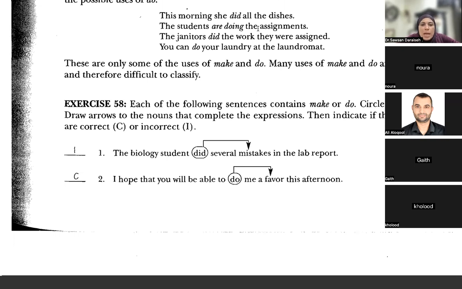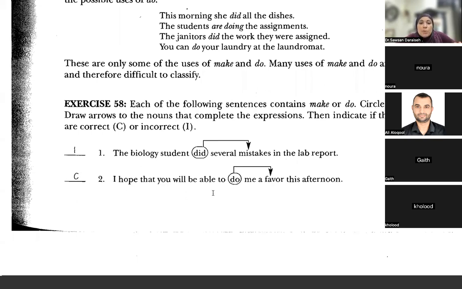Yeah, number one, the biology student did several mistakes. What's wrong? Mistakes, guys? What do we say about mistakes? Made several mistakes. We just said this, right? So incorrect. In the lab report. We're going to do this and then I'm going to listen to you because this is already done. We're just going over it.